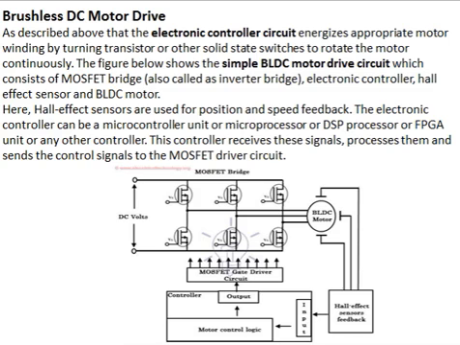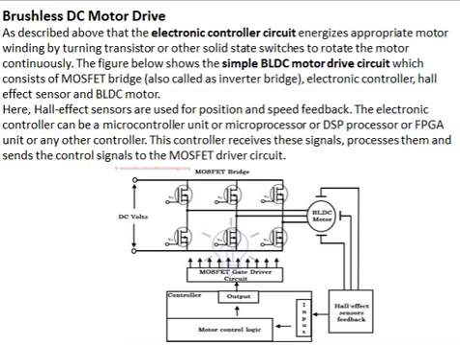Brushless DC motor drive. As described above, the electronic controller circuit energizes the appropriate motor winding by turning transistors or other solid-state switches on to rotate the motor continuously. The figure below shows a simple brushless DC motor drive circuit, which consists of a MOSFET bridge, also called an inverter bridge, electronic controller, Hall effect sensor and brushless DC motor. Here, Hall effect sensors are used for position and speed feedback.